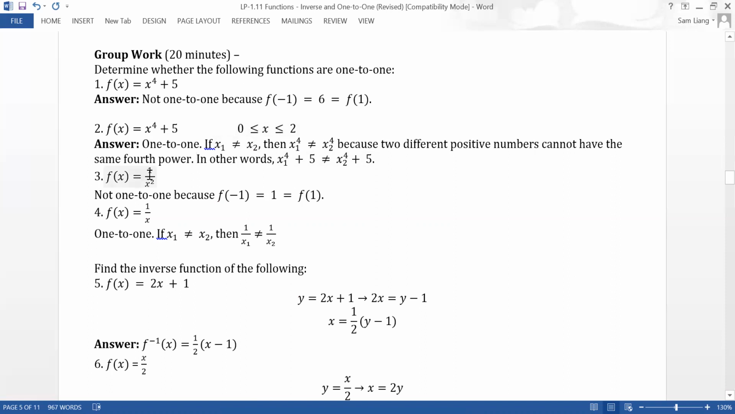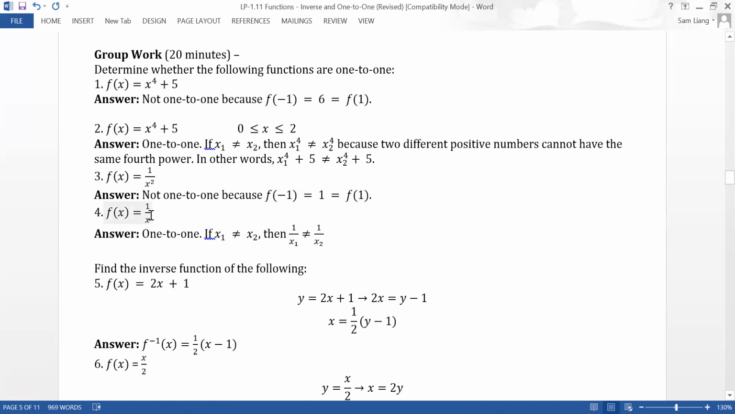All right, next we have 1 over x squared, and this is not 1 to 1, because as you can see, if you plug in two different x values, -1 and 1, they both equal the same y value of 1. Okay, so this is not 1 to 1. All right, followed by 1 over x, and this is 1 to 1. Okay, because if you have two different x values, then 1 over x1 is not equal to 1 over x2. Okay, and yeah, you can test that out, right? 1 over -1 is not going to be the same as 1 over +1. Okay, yeah, so this is 1 to 1.